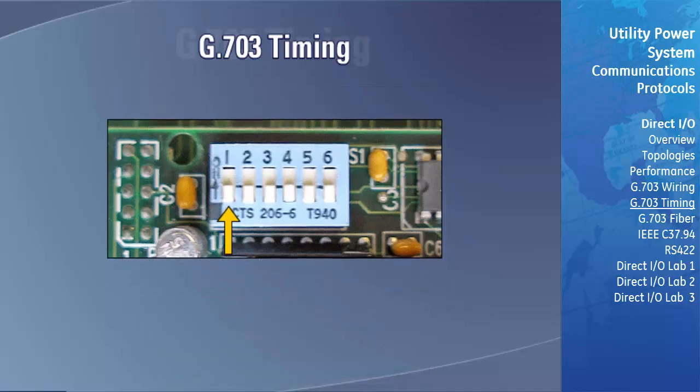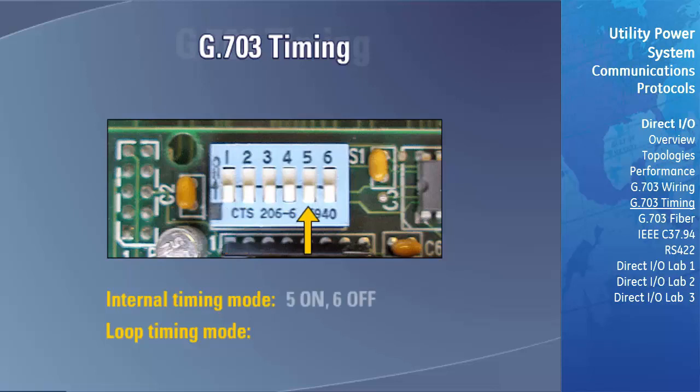There are two timing modes for the G.703 module: internal timing mode and loop timing mode. For UR to UR connections, internal timing mode should be used and can be enabled by setting dip switch 5 to on and dip switch 6 to off.